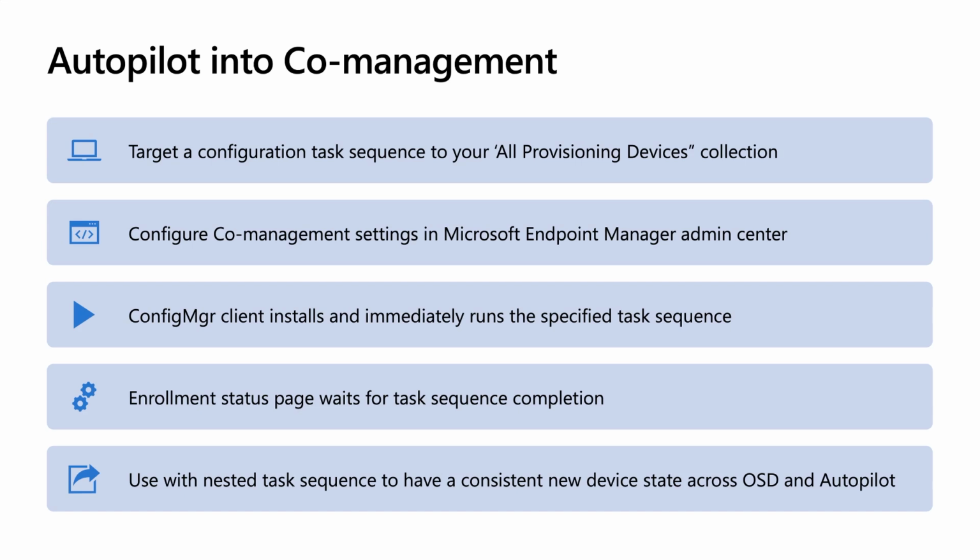At a high level, the way Autopilot into co-management works is the administrator targets a configuration task sequence to the all provisioning devices collection, and they configure the co-management settings in Microsoft Endpoint Manager Admin Center. When the user goes through the Autopilot experience, Intune installs the Configuration Manager client, and it immediately calls a task sequence that was specified in that first step. The enrollment status page then waits for task sequence completion, giving the user a nice orchestrated and friendly view of the device configuration state while they wait for their device to be built.